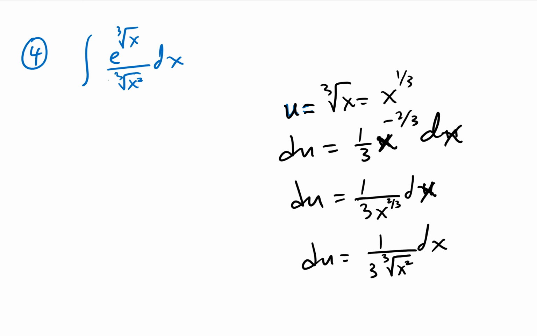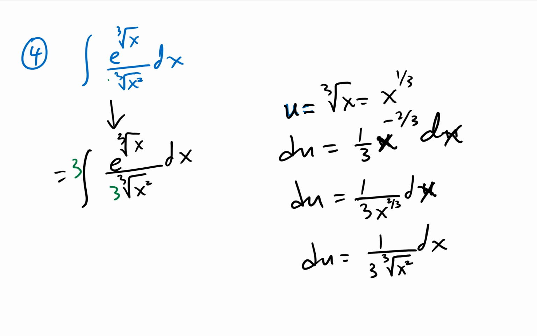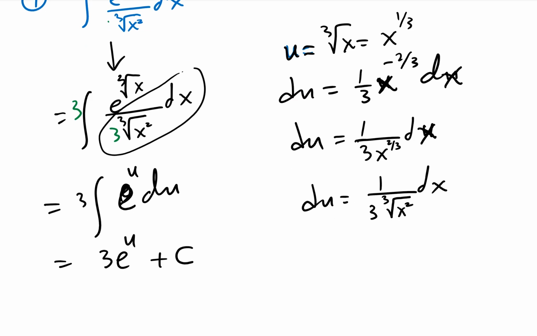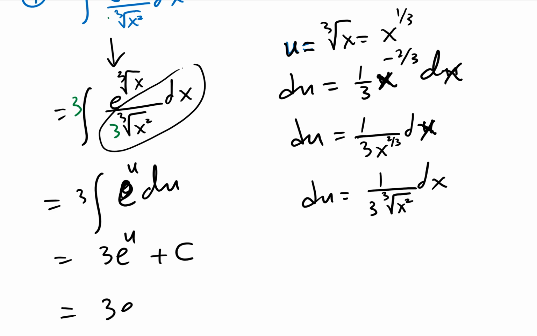So here we need a 3 in the integral itself. We need a 3 down here and 3 up there. e to the u, all of this is du. 3e to the u. u is the cubic root of x.